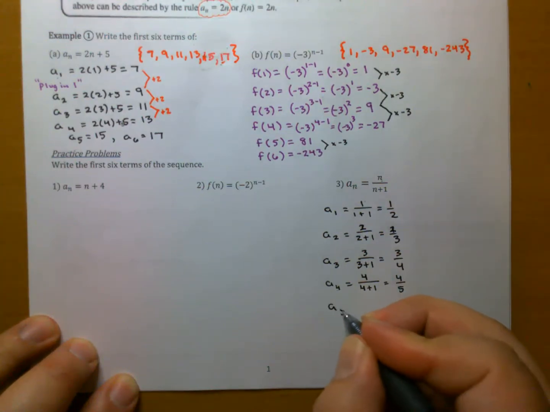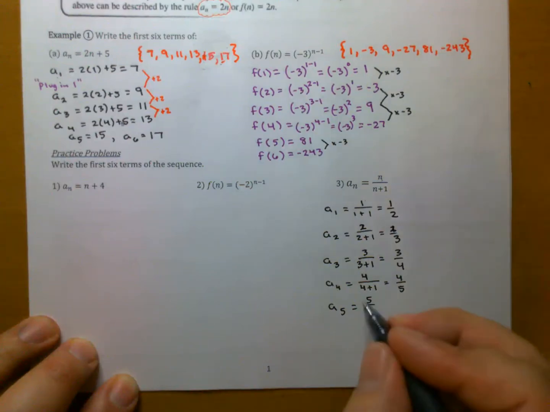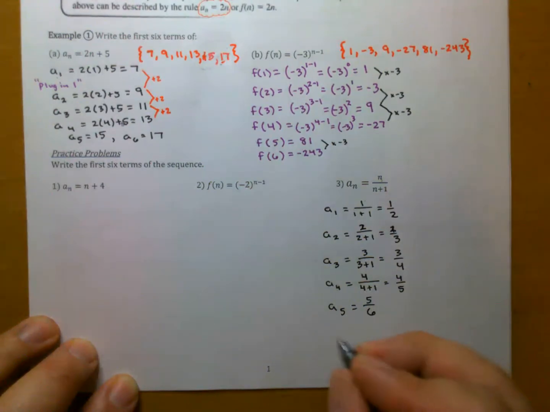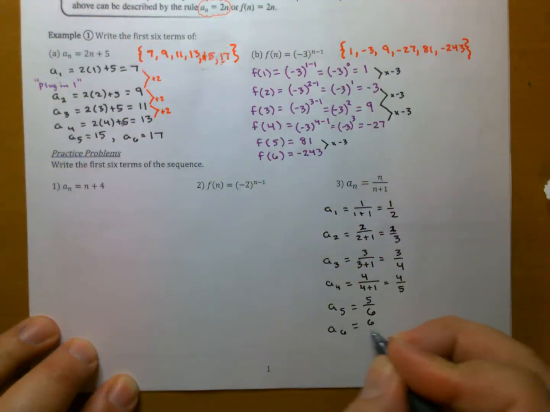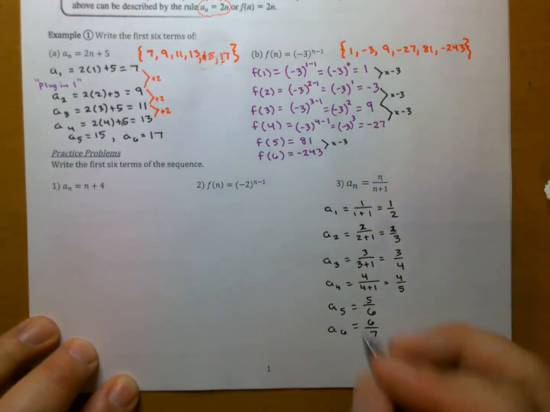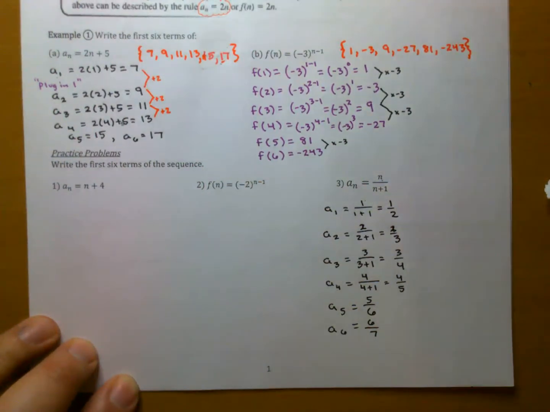So I already know that a sub 5 will be a 5 on the top and a 6 at the bottom because it's one more than what I plugged in. A sub 6, of course, would have the 6 on the top and a 7 at the bottom because it's one more than whatever I plugged in. But again, if you don't see a pattern, feel free to type them all in or plug them in.